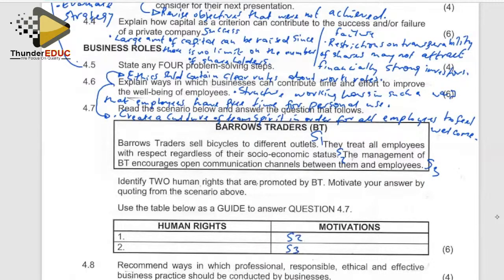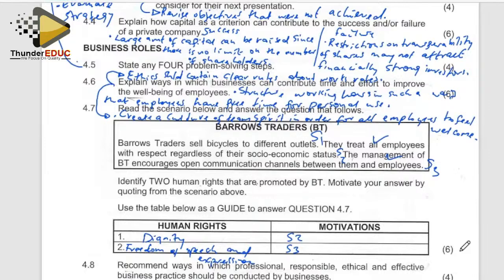So now we are going to check sentence 2. When you check sentence 2, it is in line with dignity. Dignity. So remember, you don't write sentence 2, grade 12s. You write the whole sentence. They treat all employees with respect, regardless of their socioeconomic status. So now we also have sentence 3, which addresses the issue of freedom of speech and expression. Freedom of speech and expression. It's for sentence 3, where it says the management of BT encourages open communication channels between them and the employees. Okay, right.